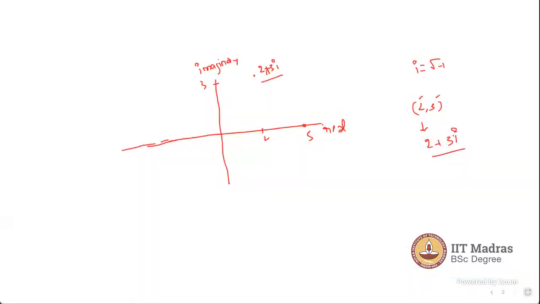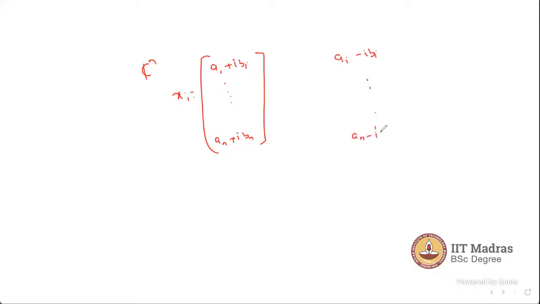So it is just like the vector has, let's just say, a vector of n dimensions, and then it has a1 plus i b1, and so on, an plus i bn, right? Okay. So this could be this one vector, xi. Now the conjugate of it will be nothing but a1 minus i b1, and so on, an minus i bn.